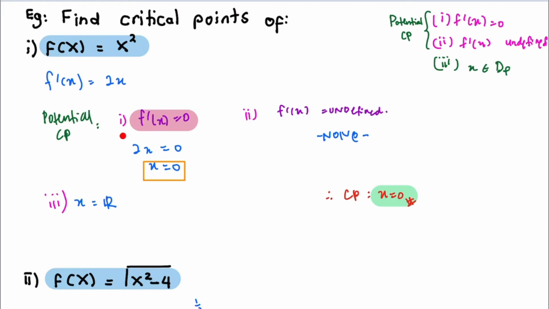The first one, let's do f prime x equal to 0. Okay, so let's take this. 2x is equal to 0. Therefore, your x is equal to 0. So keep your answer first.